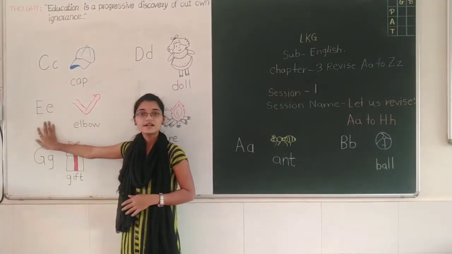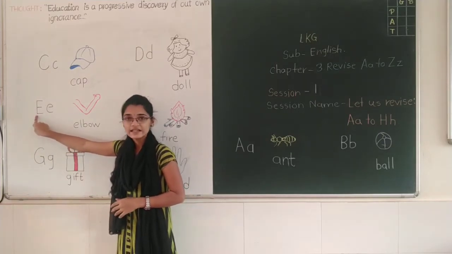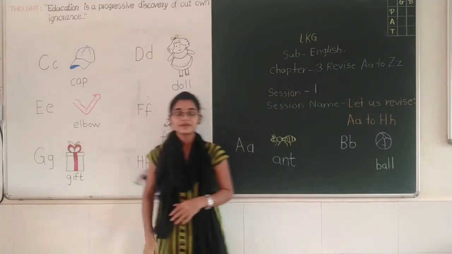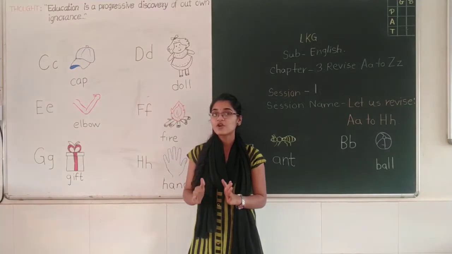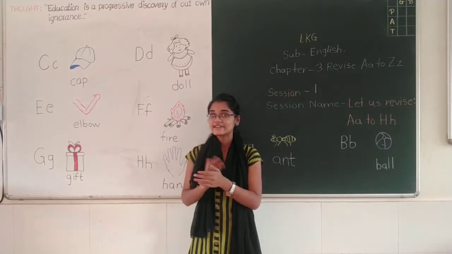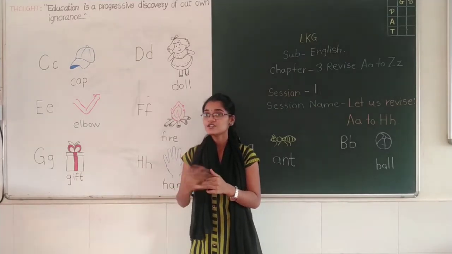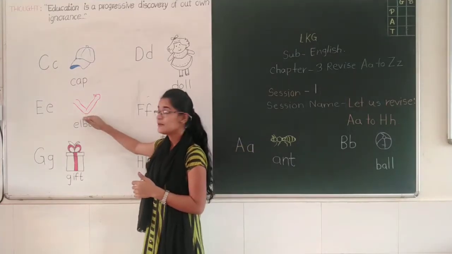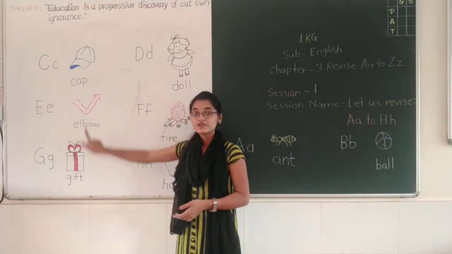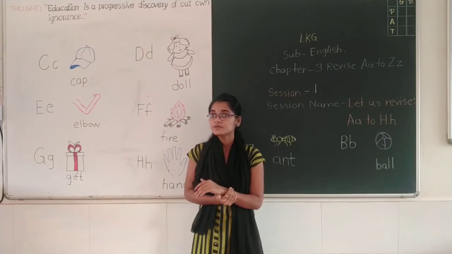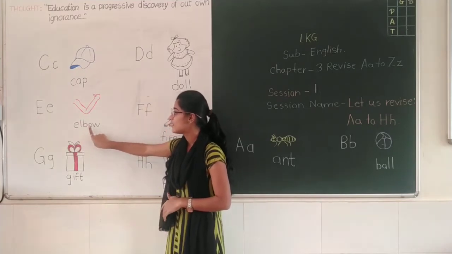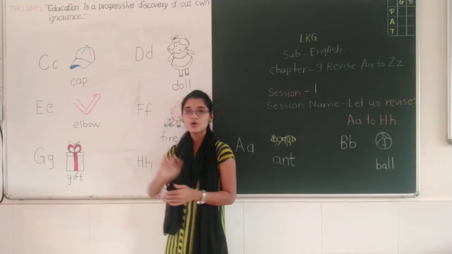Okay? This is letter E. This is capital E and this is small e. Capital E, small e. Now tell me, what is the sound of letter E? E says what? E says a, right? Yes. And E for what? E for elbow, right? This is our elbow. So E for elbow. Do you know what is the spelling of elbow? Yes, E-L-B-O-W, elbow.